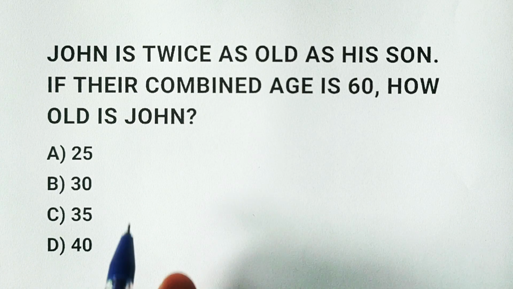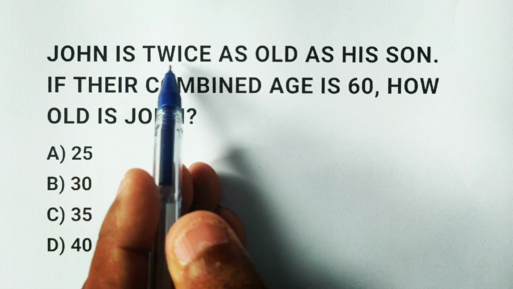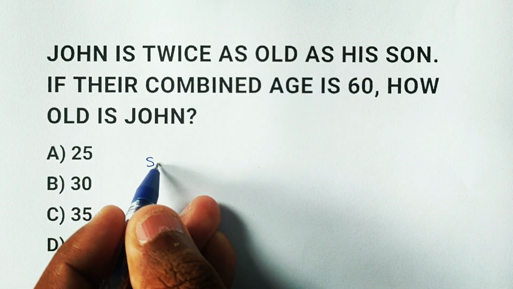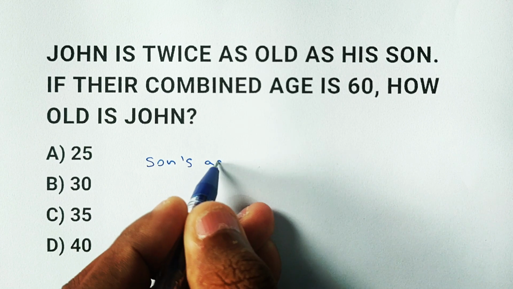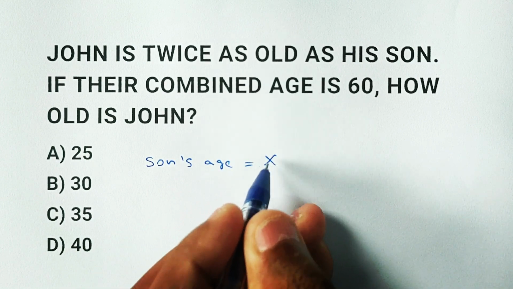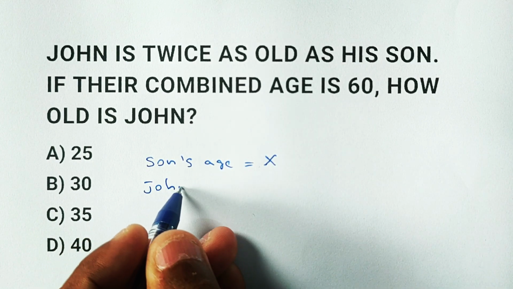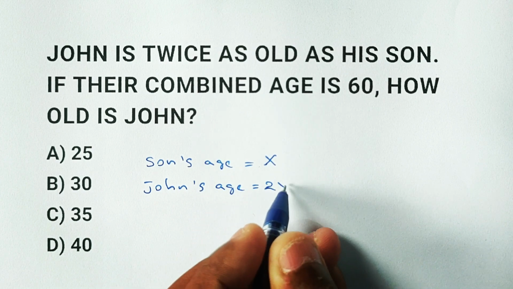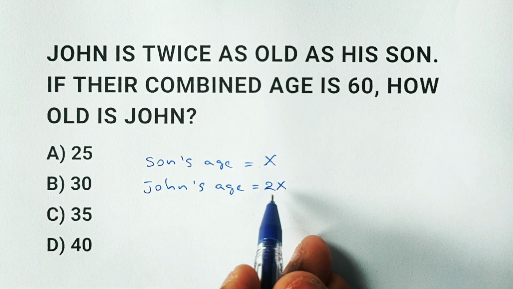Alright, let's break it down. We know that John is twice as old as his son. So if we call his son's age x, then John's age will be 2x because he is twice as old as his son.